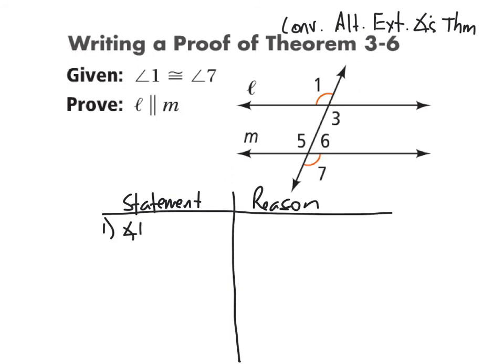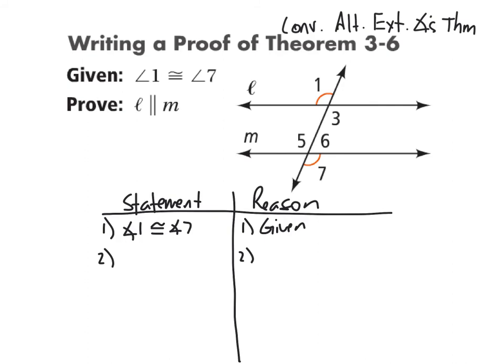We are given that angle 1 is congruent to angle 7. We want to prove that line L is parallel to line M. All right, well, we had just said that we could use corresponding angles. All right, well, in this diagram, what do I need to say then to get there?